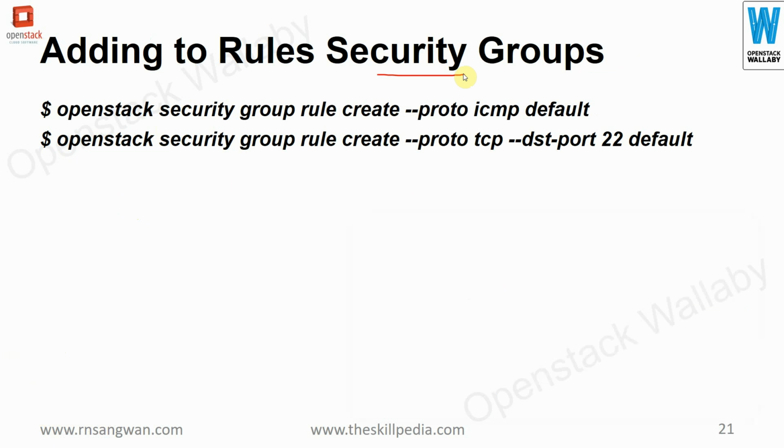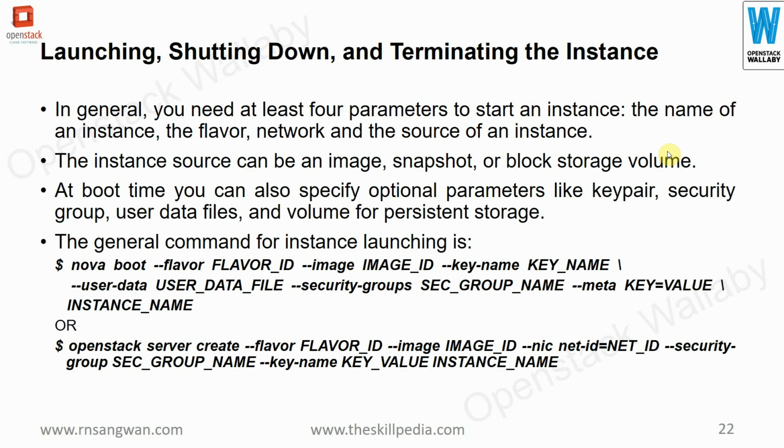Adding rules to security groups. openstack security group rule create, protocol ICMP, default. openstack security group rule create, protocol TCP. This is the ICMP protocol. This is TCP, destination port 22, default. So this is how you create security group rules to allow incoming connections. We call them ingress rules and egress rules. Ingress means incoming rules, egress means outgoing rules.